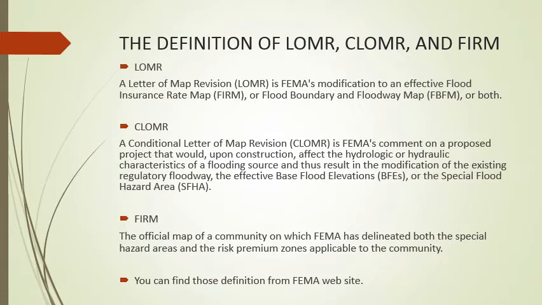A Conditional Letter of Map Revision, we call it CLOMR, does not modify the Flood Insurance Rate Map, FIRM, when filed. However, it indicates whether the improvements, if built as proposed, would be recognized by FEMA. If you get CLOMR approved and the proposed project built and certified, you can file a Letter of Map Revision, the LOMR, to get the Flood Insurance Rate Map, FIRM, modified. We will explain this later.